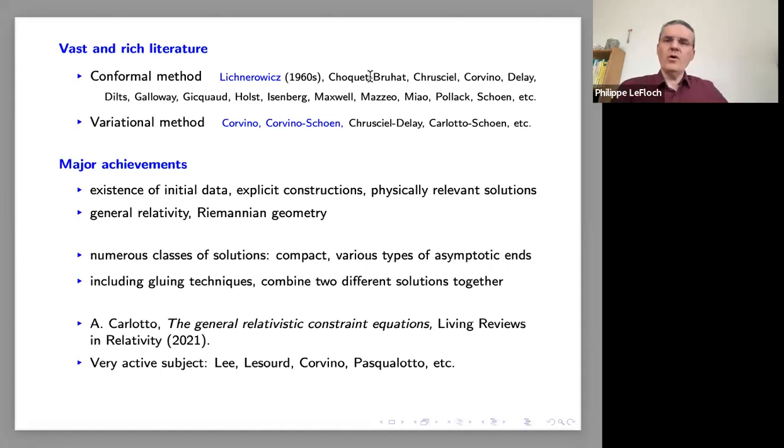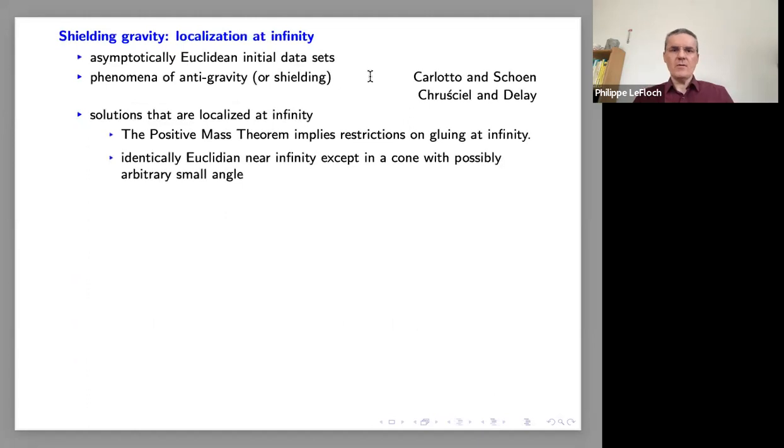And I would like to refer, if you don't know this review, to the review by Alessandro Carlotto in Living Reviews in Relativity, which is a fantastic and very extended paper. So there are many names of people working in this direction.